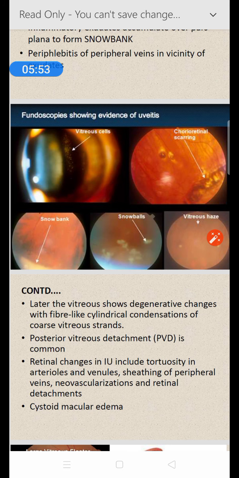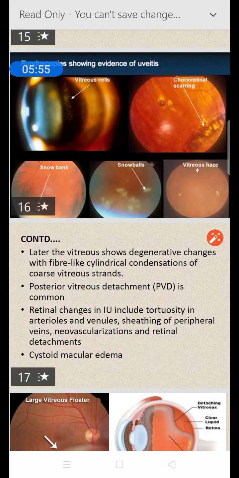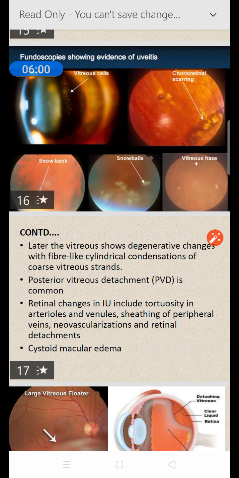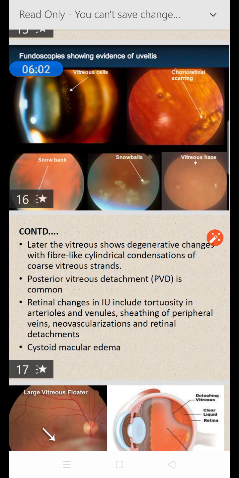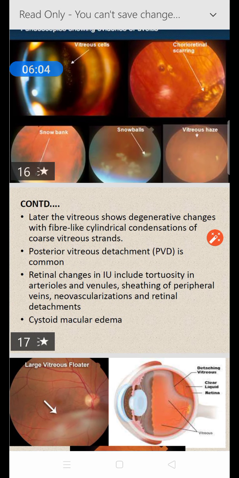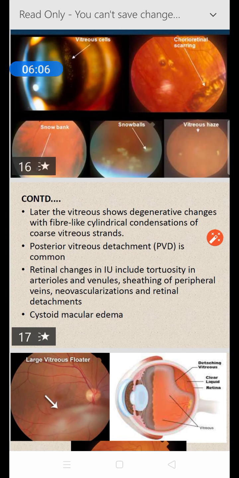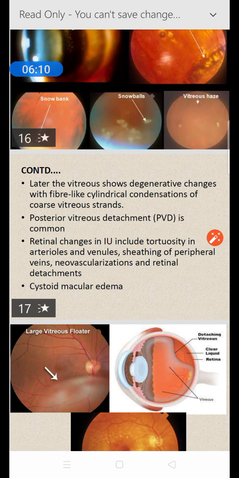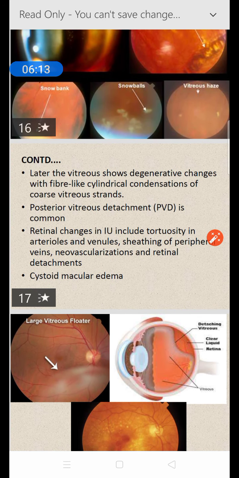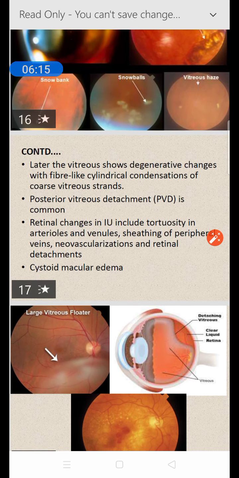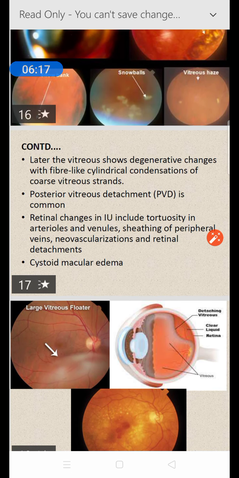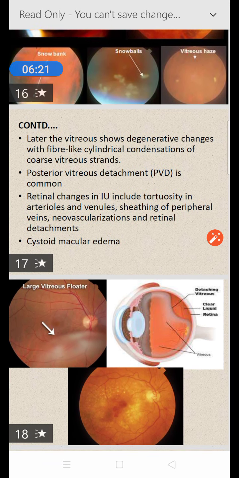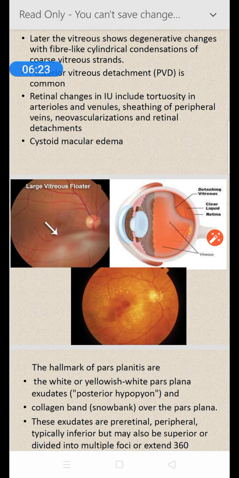Later, the vitreous also shows degenerative changes with fiber-like cylindrical condensation of coarse vitreous strands, which at a later stage gives room for posterior vitreous detachment. Retinal changes in intermediate uveitis include tortuosity of the arterioles and venules, sheathing of peripheral veins, neovascularization, retinal detachment, and cystoid macular edema.